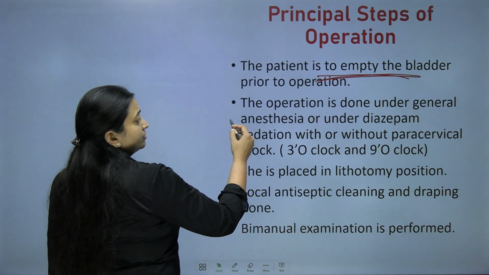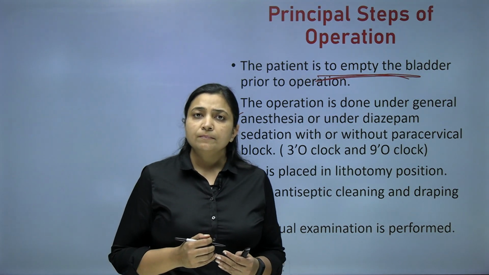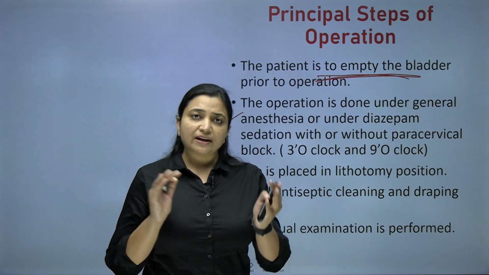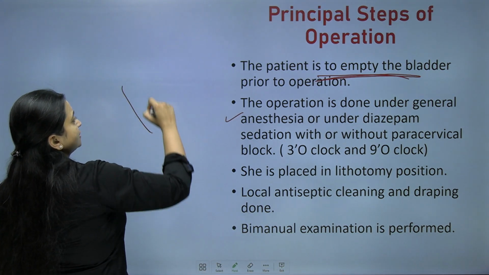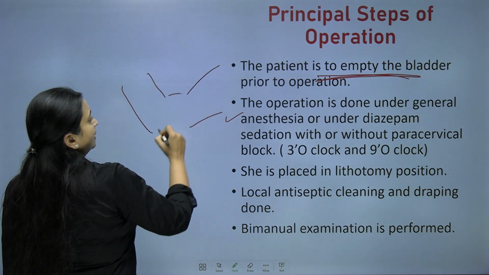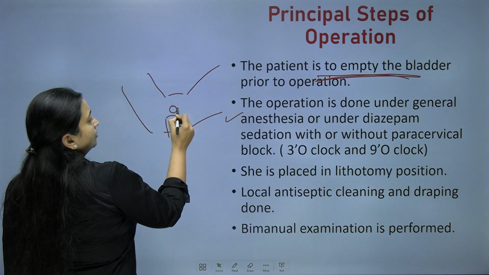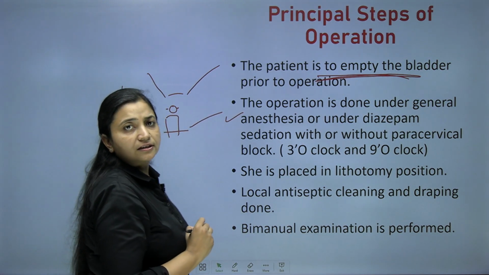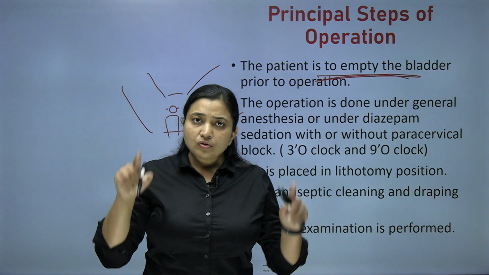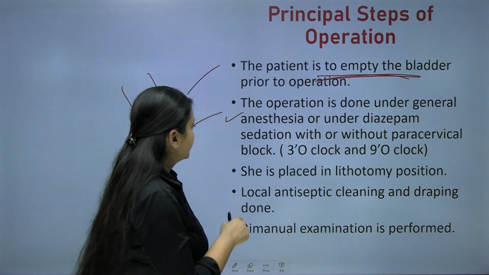The operation is generally done under general anesthesia, or sometimes diazepam, that is some sedative, is given with a paracervical block. What is a paracervical block? If the patient is in lithotomy position, and you are seeing the cervix after applying the speculum, then at 3 o'clock and 9 o'clock positions you infiltrate lignocaine, that is the local anesthetic, to anesthetize the local pudendal nerve ganglia over there.